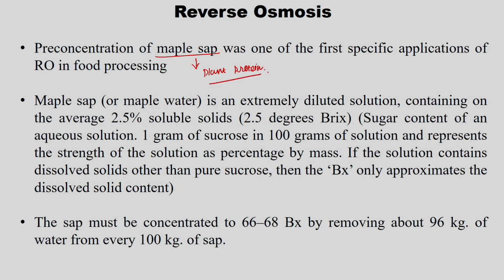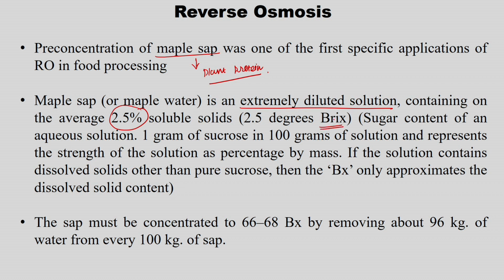Okay. So, when reverse osmosis was tried in the food industry, the first one, the pre-concentration, was done in the maple sap. This is maple sap or maple water, because it is an extremely diluted solution containing an average of 2.5% soluble solid. That means 2.5 degrees of Brix.